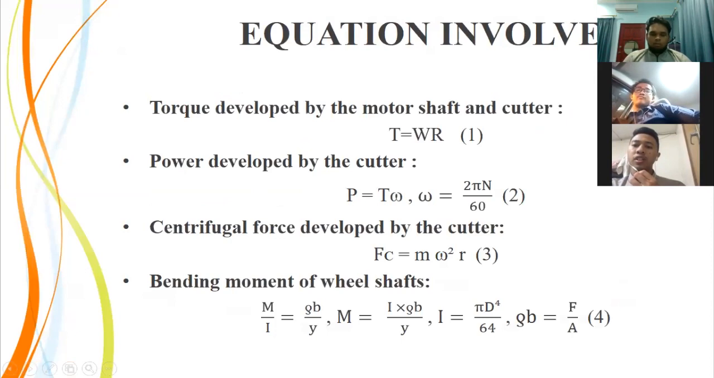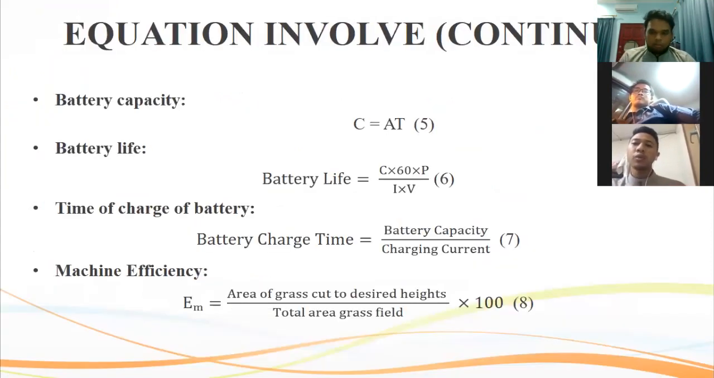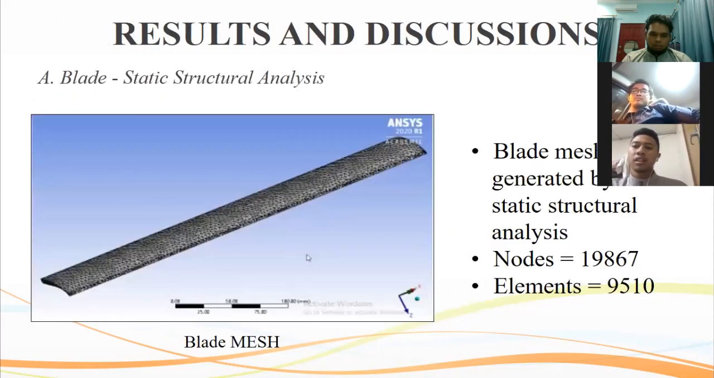The equations involved the torque developed by the motor. We calculate the torque of the motor shaft cutter, the power, the centrifugal force of the cutter, and the bending moment of the wheel shaft. Next, we also calculate the battery capacity, battery life, time of the charge of the battery, and the most important, machine efficiency. Next.